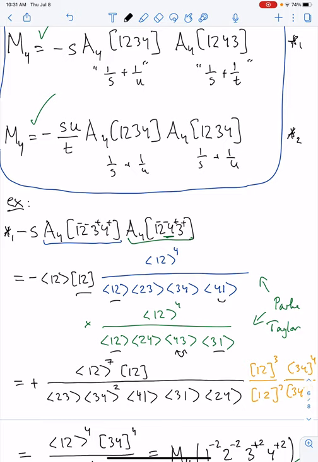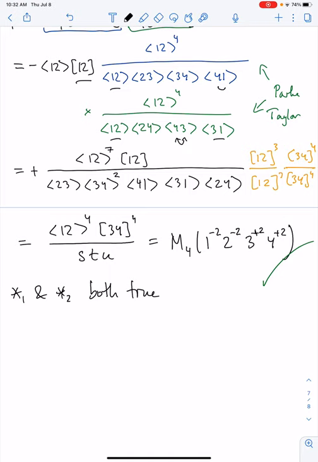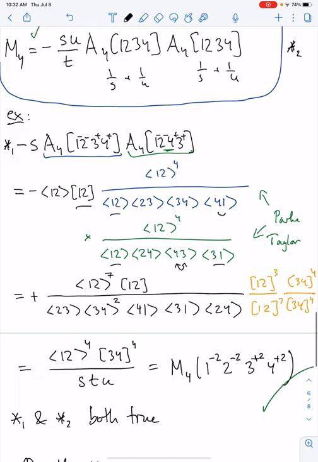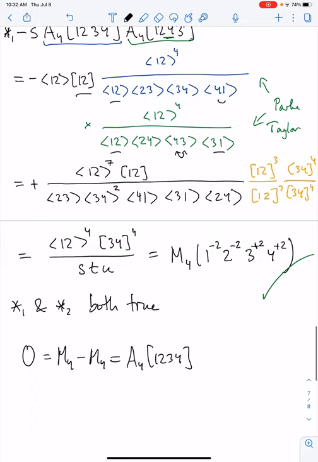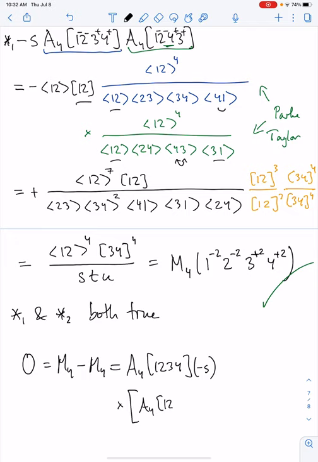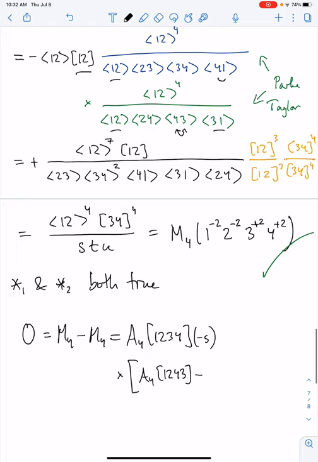But now if I subtract these two relations from each other, I should get zero by M4 minus M4. And then on the other hand, I get A4(1,2,3,4), because that is the common factor that both of them have. And then I get an overall minus S as a common factor also. And this then multiplies in the first relation simply A4(1,2,4,3). And in the second factor, because I'm subtracting them from each other, I get minus U over T times A4(1,2,3,4).